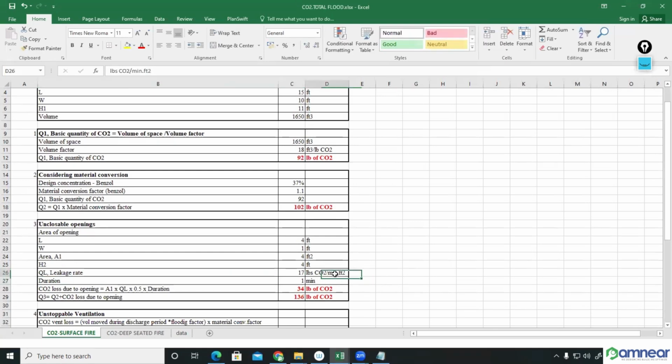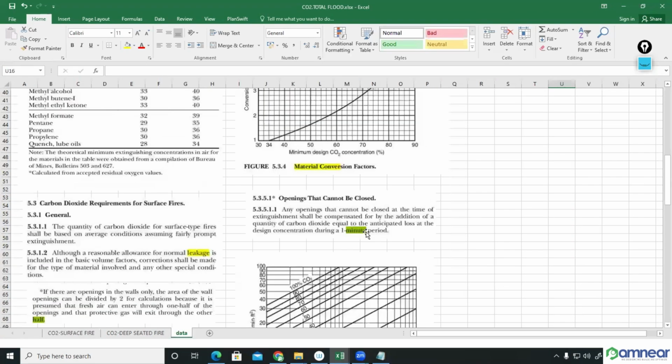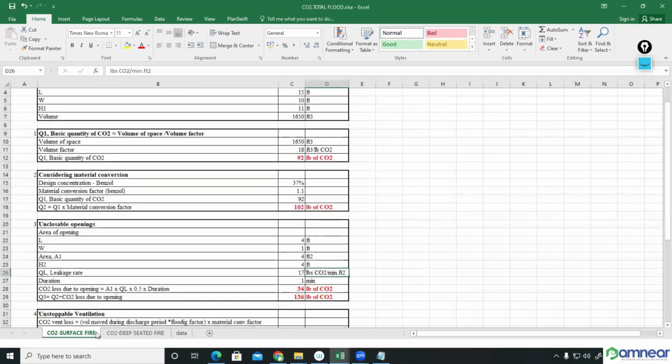Duration. This one is for per minute only. How much duration has to be considered? Correct. Leakage rate I have considered through that opening, each minute this much. But when we are designing, how much minute has to be considered? We can find below an opening that cannot be closed. For an opening that cannot be closed, at the design concentration you have to consider the anticipated loss during a 1 minute period only. For surface fire only I am calculating, you have to consider only 1 minute. So that's why duration I'll be considering 1 minute only. But if you are having 2 minute duration, accordingly you can do.